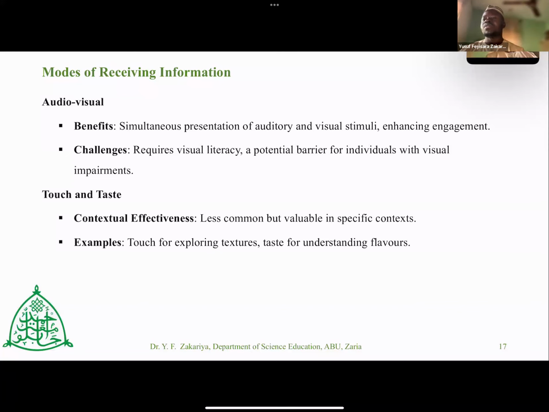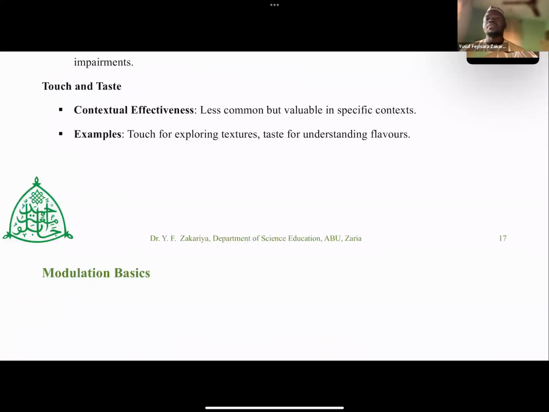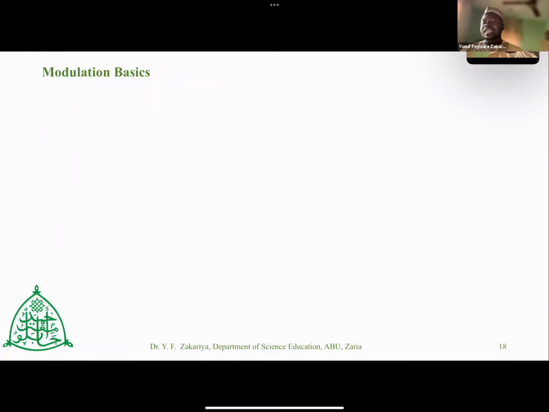All right. So this can be less common but valuable in specific contexts. For example, touch for exploring texture. Like we are dealing with fabrics now, you want to know whether the texture is okay or not. And taste for understanding the flavor of something. All right. So these are the basic modes through which we receive information.